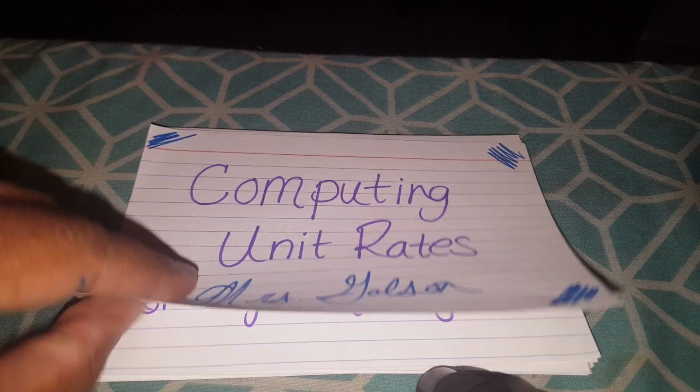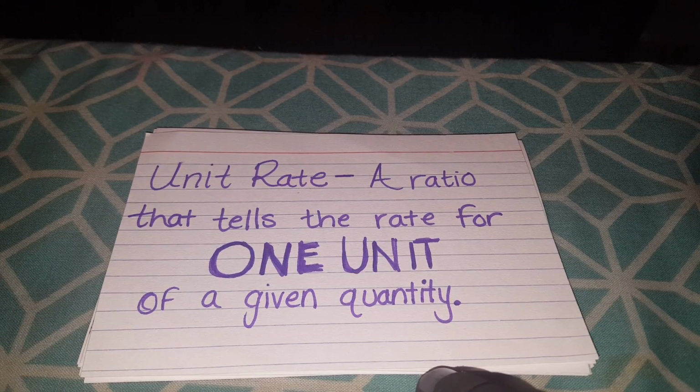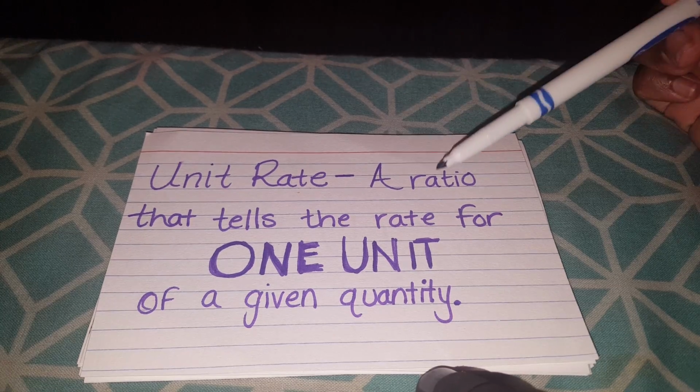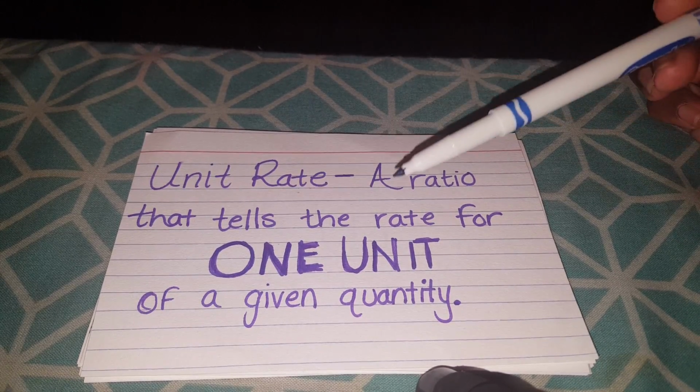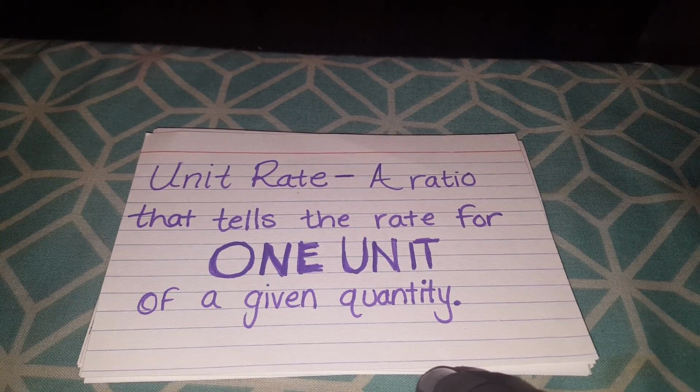Okay, so we are computing unit rates. Let's review what a unit rate is. A unit rate is a ratio that tells you the rate for 1 unit of a given quantity. So when we are looking for unit rates, we are looking for how many things belong to one of another thing. For instance, 7 days in 1 week, 365 days in 1 year, 4 tires on 1 car. So I've got a ratio and I've got 2 things I'm comparing, but one of the things that I'm comparing has just 1 thing that belongs to it.